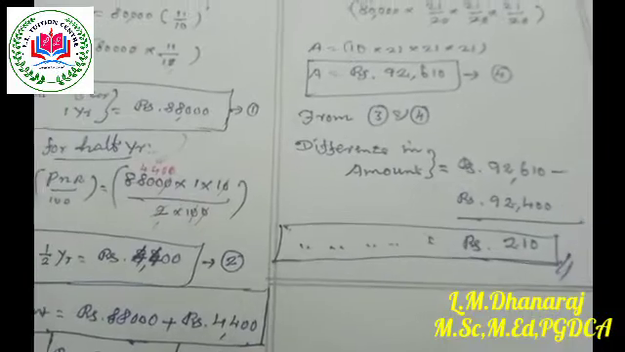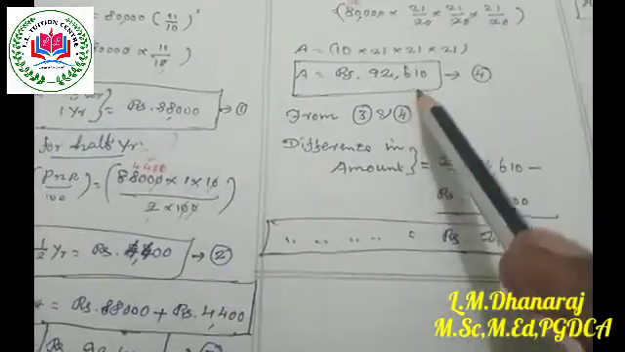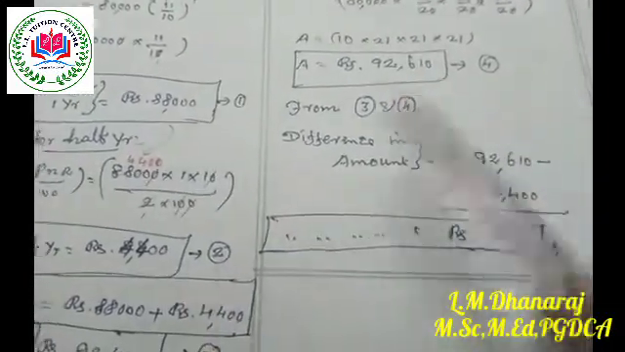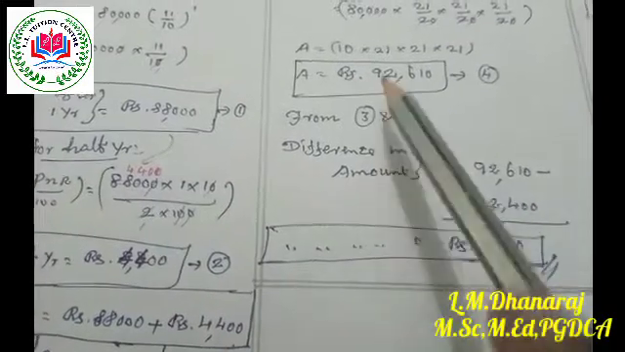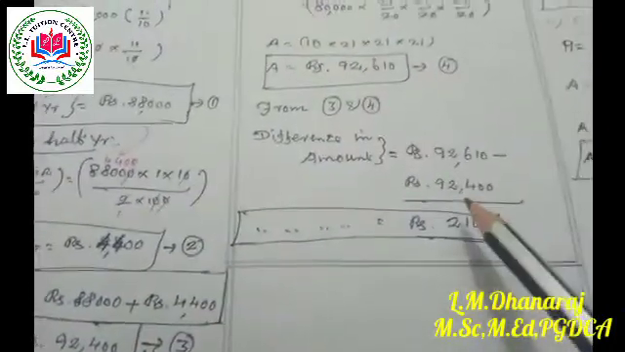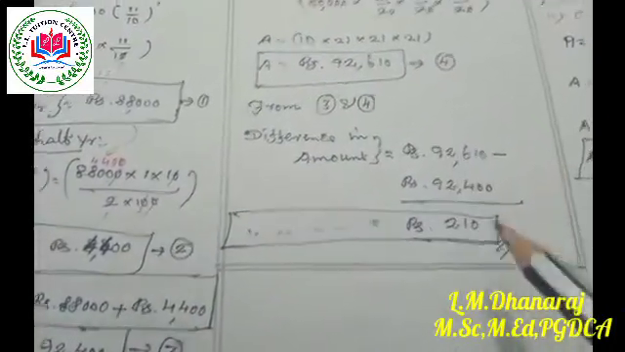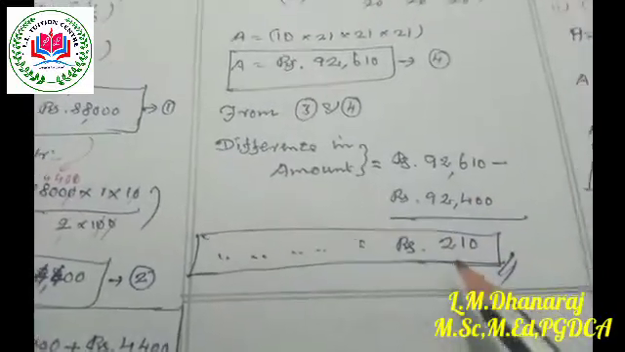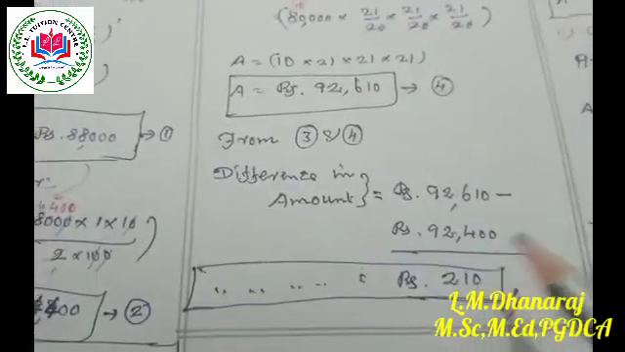Difference: equation 3 minus equation 4. We have to see the difference between these two numbers. The highest amount is 92,610 minus 92,400. So by subtraction we will be getting rupees 210 is the difference amount between these two.